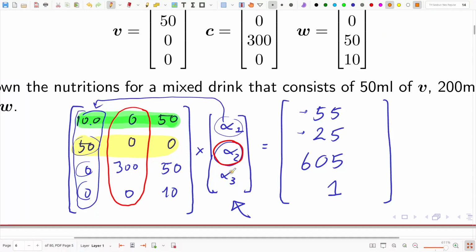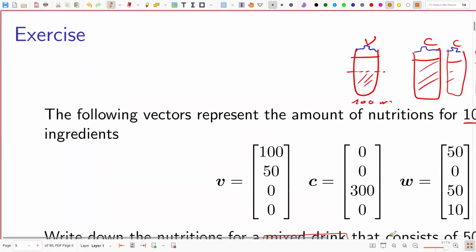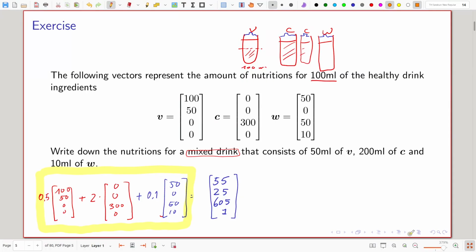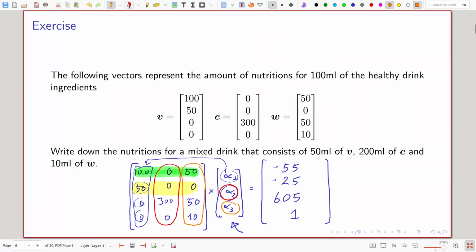And finally, alpha 3 multiplies with that. So since we know that this vector is the result from the addition of this, this vector is basically a linear combination of those three vectors. So you multiply the first vector with 0.5. So alpha 1 here is going to be 0.5, and this will be 2, and this will be 0.1.